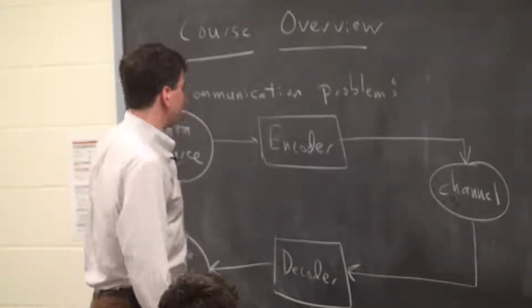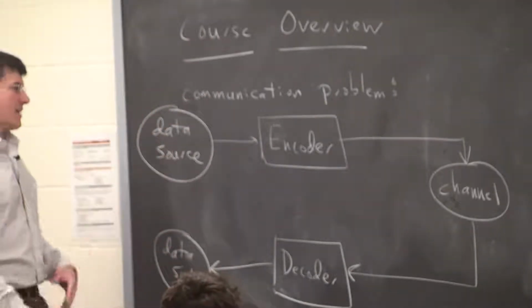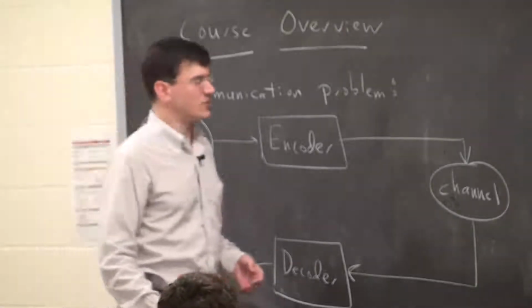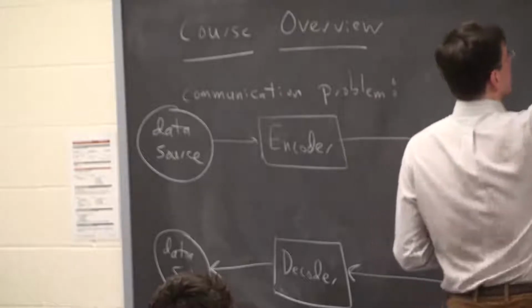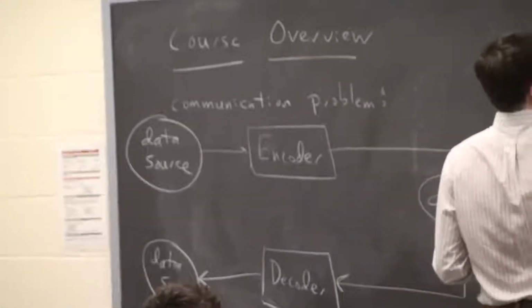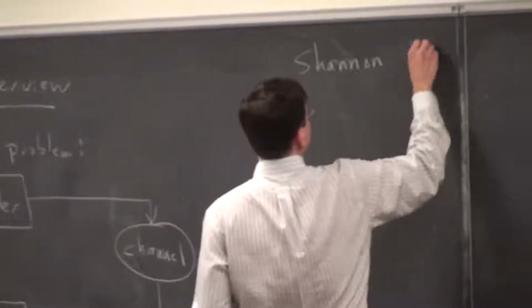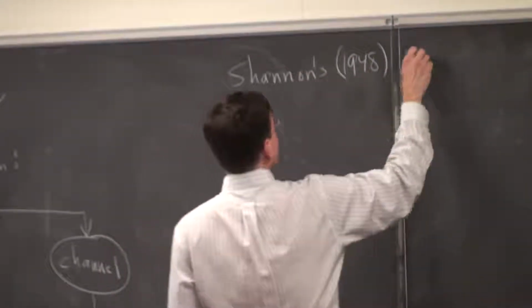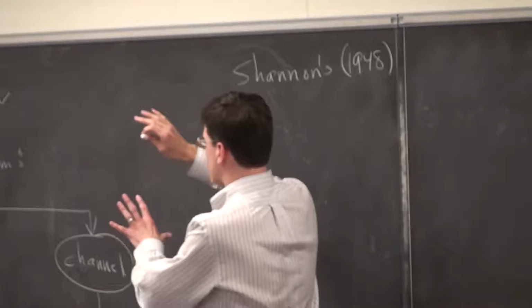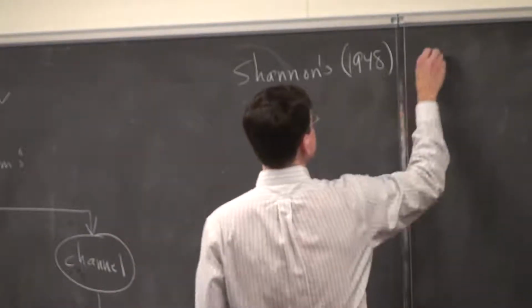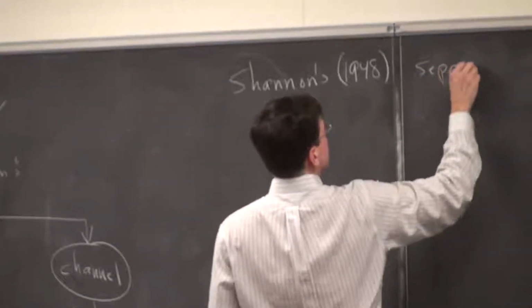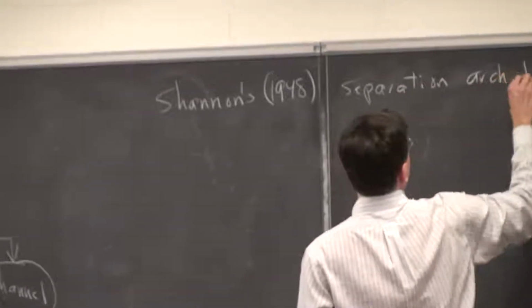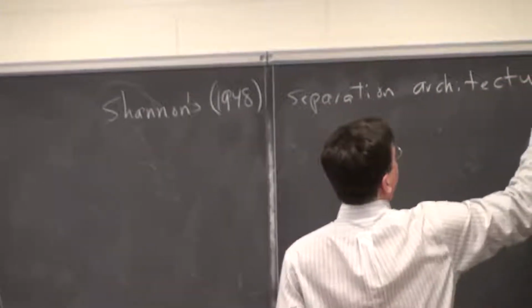Anyway, people had devised simple, reasonable solutions for special cases, and in general they had this ad hoc way of doing it. And then someone by the name of Claude Shannon came around in 1948 and introduced a framework for doing these kinds of designs that nowadays we call the separation architecture. And he did not call it that.